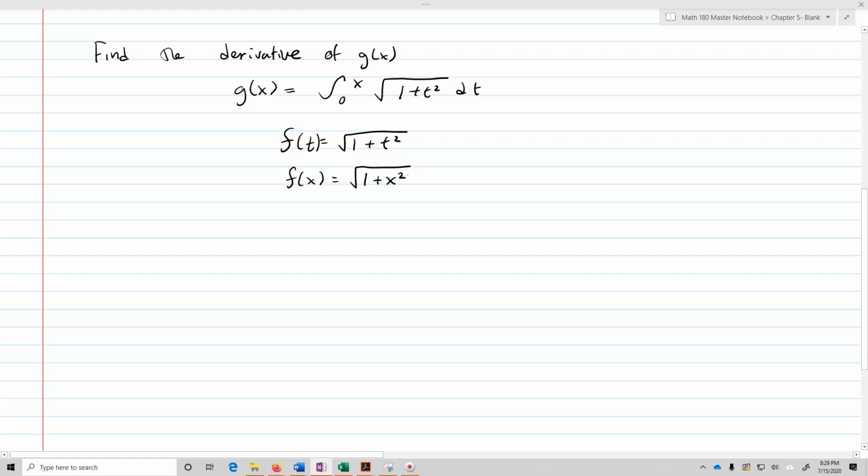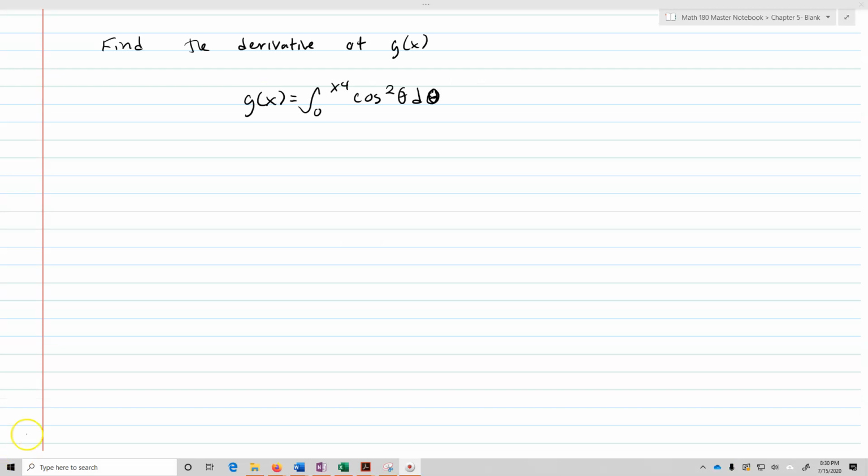So using the fundamental theorem of calculus, what we get is that g prime of x is just simply going to be equal to the square root of 1 plus x squared. That's it. I mean, it's super powerful. And from a math perspective, it has a lot of meaning, but from a practical perspective, it's basically just saying this function is the derivative of this function. And that's all.